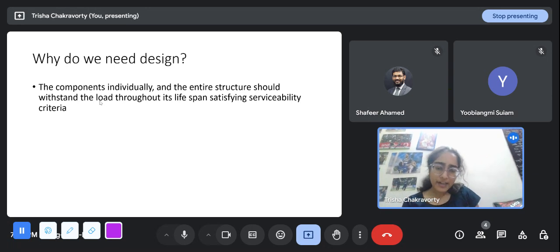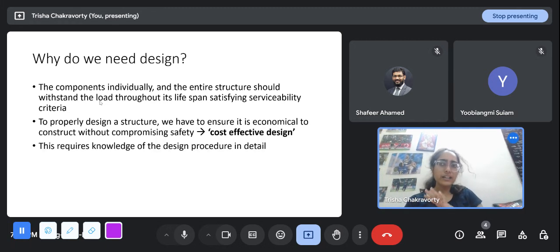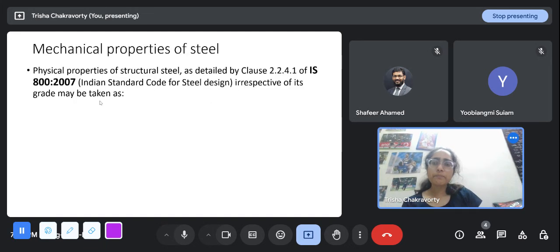Before design, a lifespan has to be decided upon, which is generally a little lower for residential buildings and a little higher for institutional buildings. And to properly design a structure, we have to strike a balance between safety and economy. So we have to ensure that it is economical without compromising safety, and this is what is called cost effective design. And for that we have to have a good idea about all the avenues we can explore while designing.